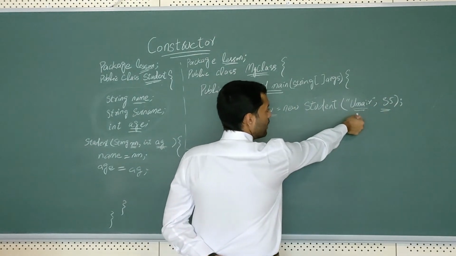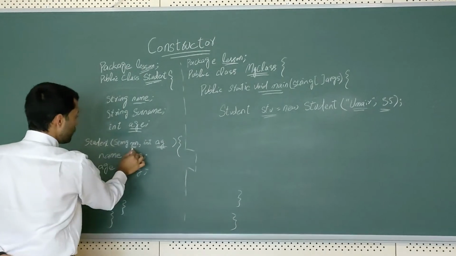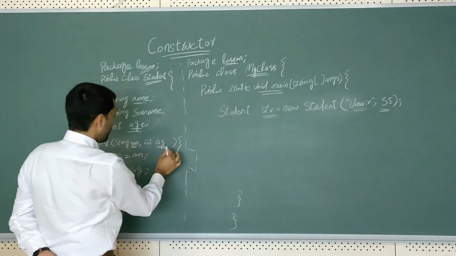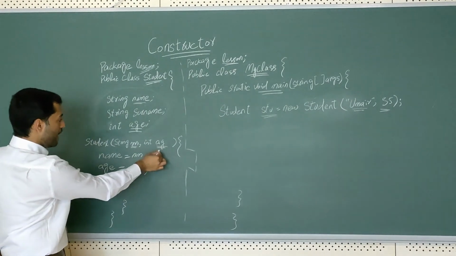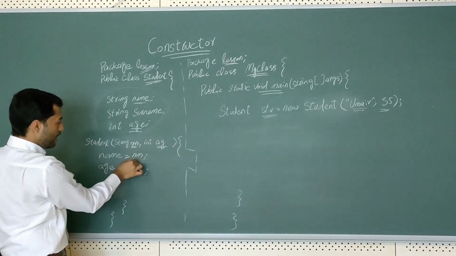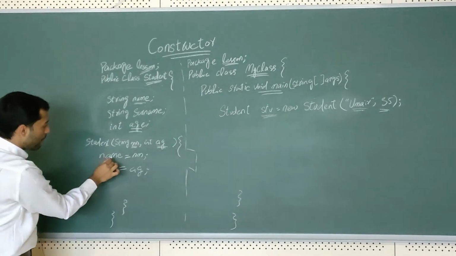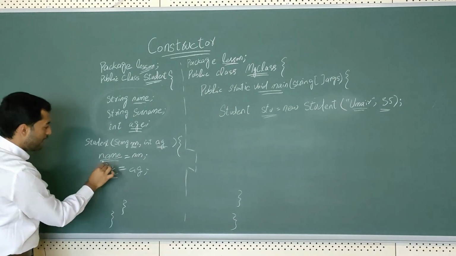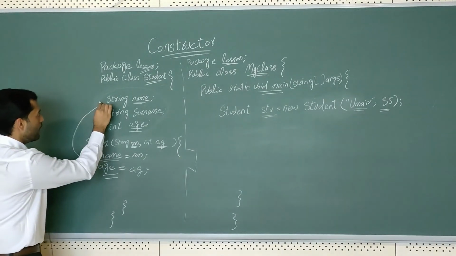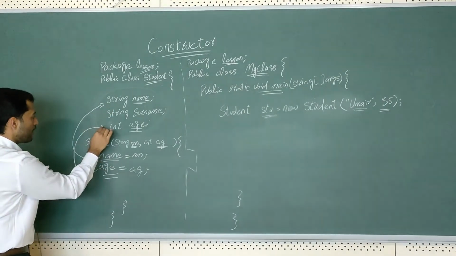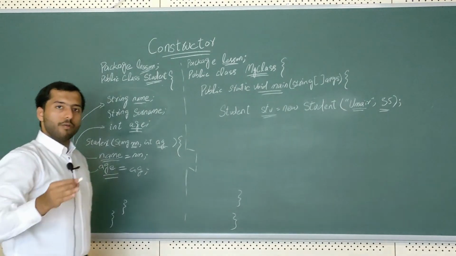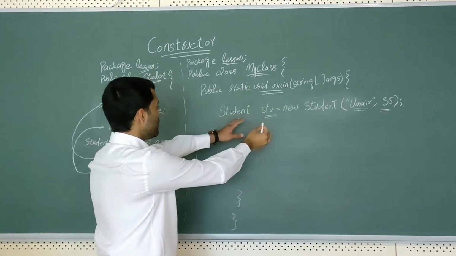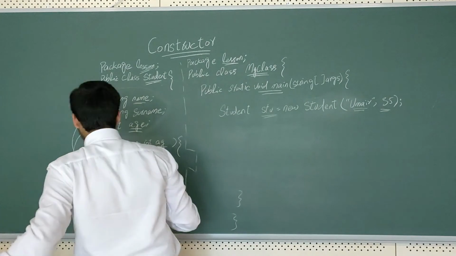Now this name, Umair, will come to here, and the age will come to here. Then I am passing those to name and age, so that name is already here and that age is already here. With this method, you can say that I have initialized the values.